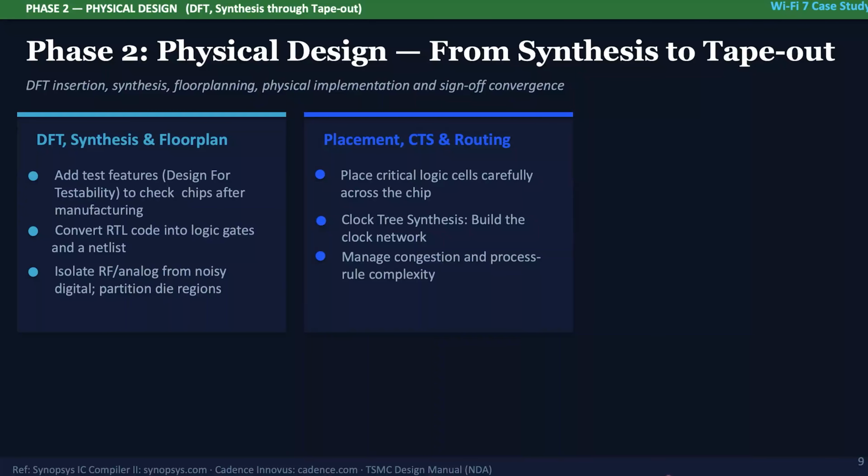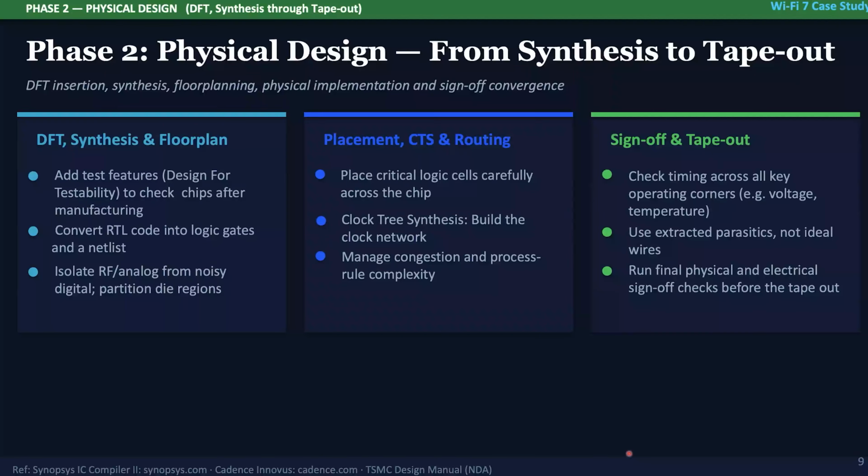The layout is refined again and again to meet timing, power, area, and manufacturability targets. Finally, we reach the sign-off and tape-out phase. Here, the design is checked across key operating corners. We also use extracted parasitics. So the analysis includes the real resistance and capacitance of the routed wires, unlike the ideal components that we learn in the university. That makes the results much closer to real silicon.